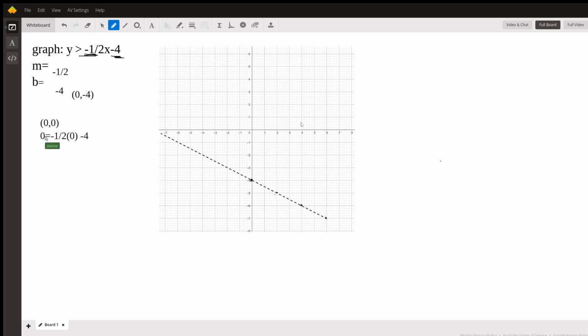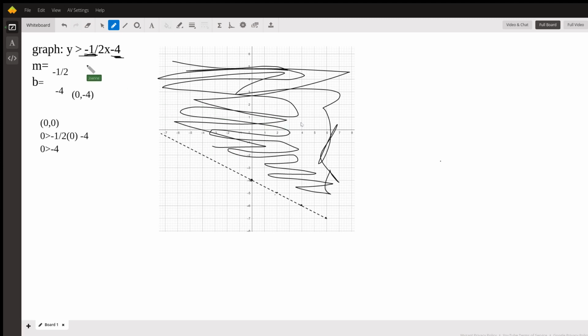And instead of y, I'm going to put a 0. So I'm checking, is 0 greater than negative 1/2 times 0 minus 4? Well, negative 1/2 times 0 is 0. Is 0 greater than negative 4? Is that true? Yes, that is true. Since that's true, the solution to y is greater than negative 1/2 x minus 4 is everything here, this whole part of the graph. All of this would be covered in.